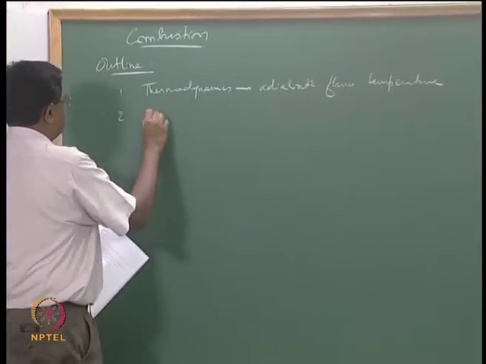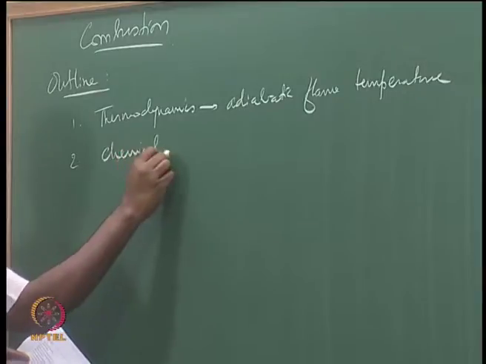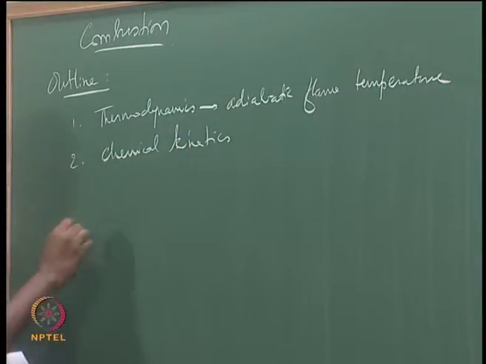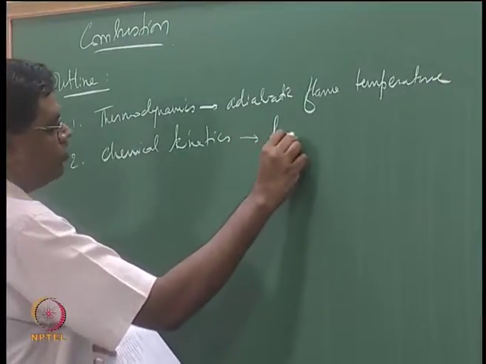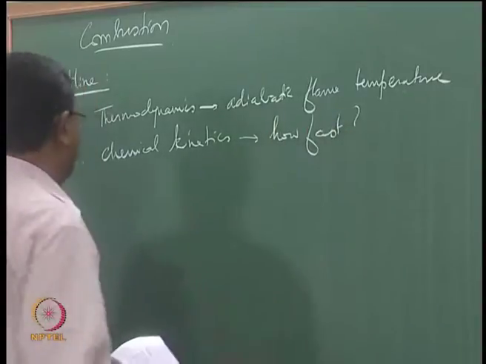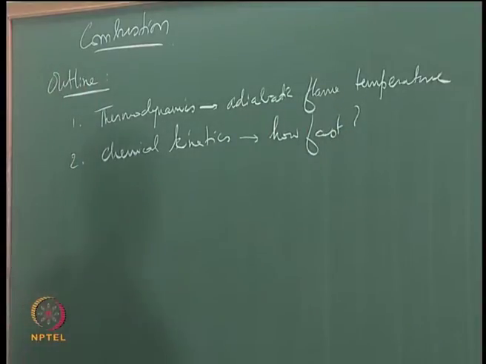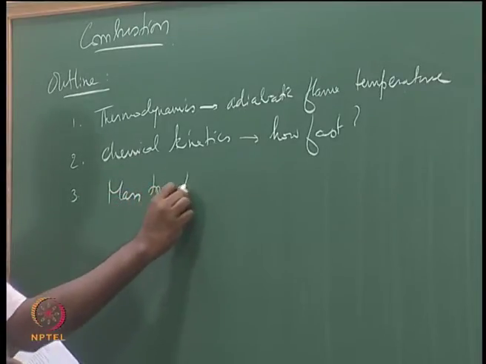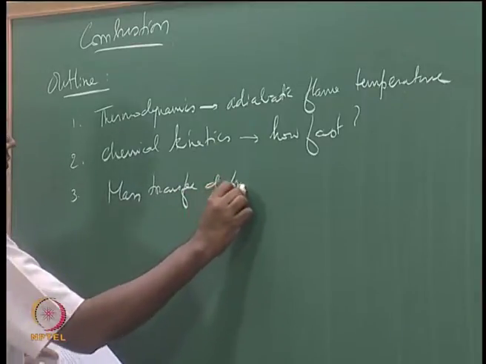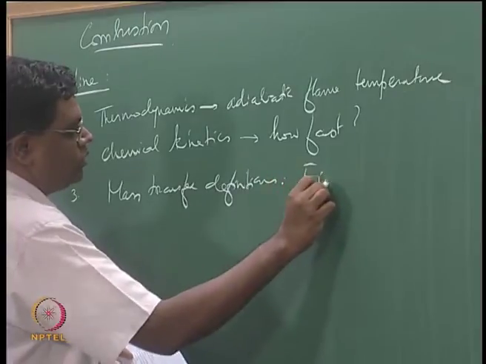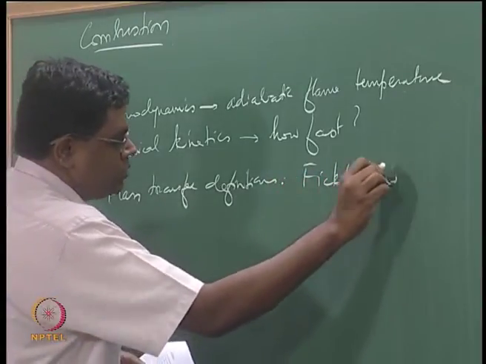Number 2 is we do some chemical kinetics. This is going to tell us how fast things happen. I'll explain these things as we go along. Number 3 is some mass transfer definitions. So this will lead to Fick's law.